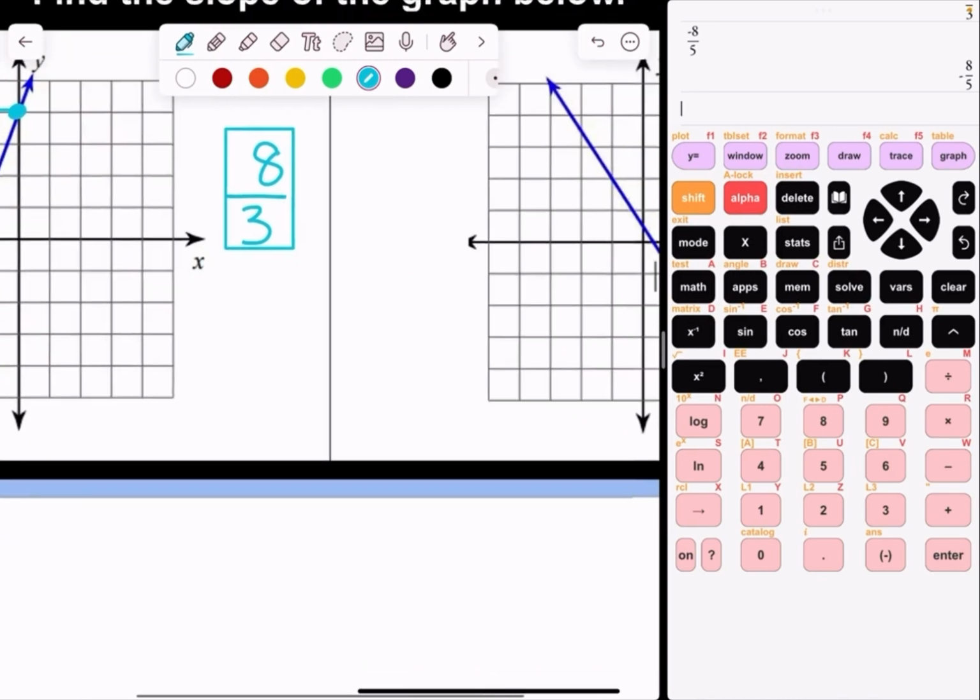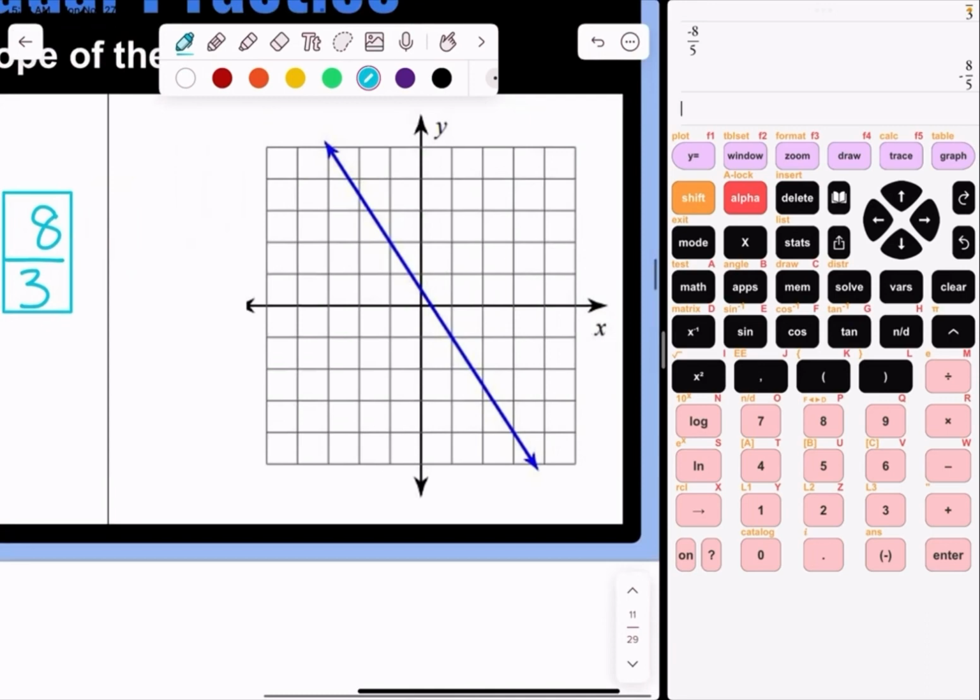Alright, let's look at the next one. 2 points. I could use this point right here, and I could use this as a real point. Good job. I could have also used this point down here. Alright. How should we go down for these first 2 points? 1, 2, 3. If you went down, that's negative 3. And we went to the right, 2. So our slope would be negative 3 over 2.